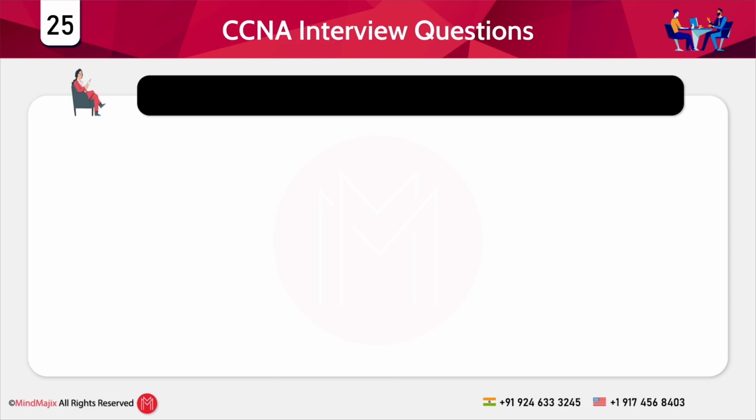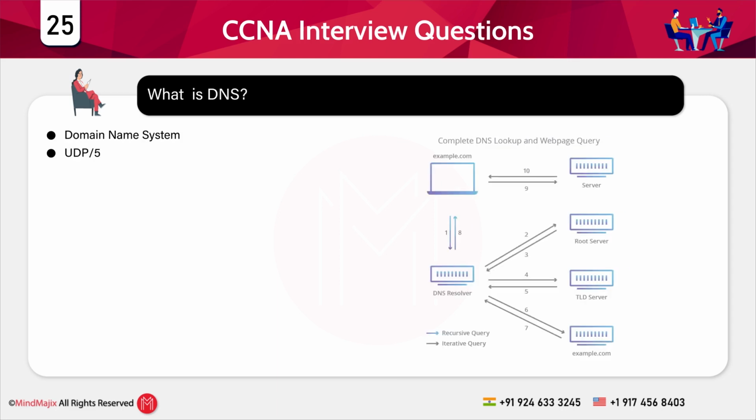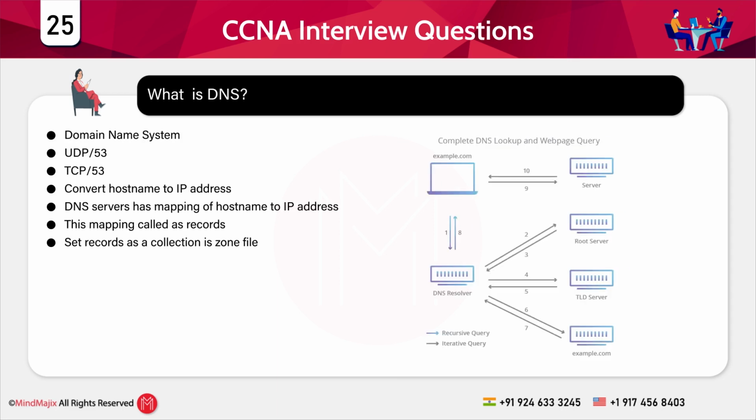Next important question for us is, what is DNS? So DNS is Domain Name System or Service. It works on UDP port number 53. It uses TCP as well, TCP 53, but that is for server to server zone transfer purpose only. Most of the time we are using UDP.